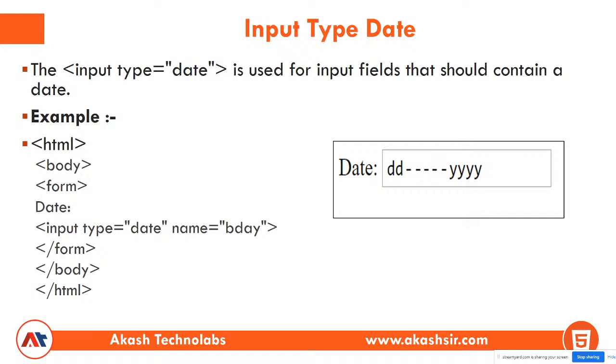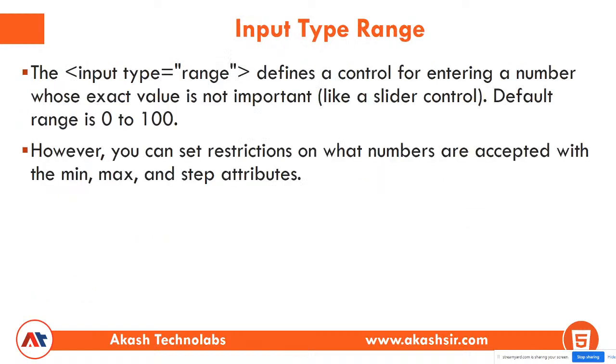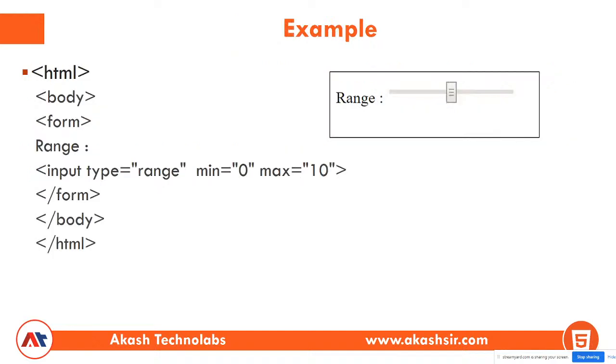So input type date is for the selection of a date, and input type range, yes. So you can use this range to specify some range. Let's say if you are using Jabong or Myntra, there is an option for the range, right? See, it looks like this. You can specify your min and max value. Okay.